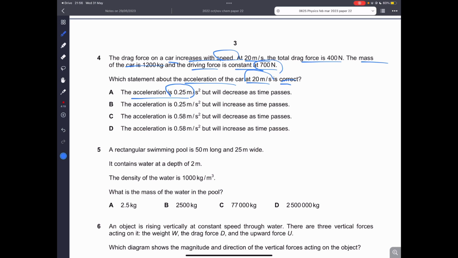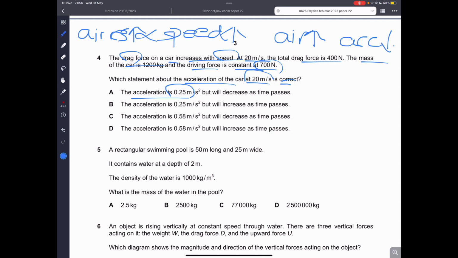Well, they have given us, okay, so essentially the drag force is basically air resistance. Air resistance is directly proportional to speed, so as you are increasing the speed, the air resistance will also increase, and therefore as the drag force increases, the acceleration will decrease, because the air is going to oppose your direction of movement, and therefore you're going to slow down, so the acceleration has to decrease as time passes.